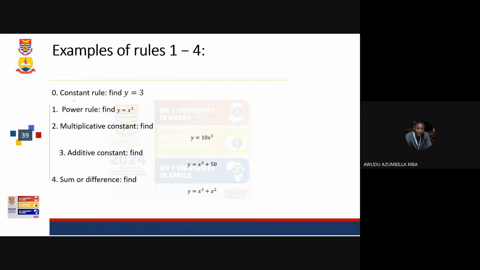The first one is the constant rule. I will not explain that again. We know that if we differentiate a constant, we are going to get 0. So please take note of that. The second one is our power rule. The power rule here, they are giving you y is equal to x cubed. So when we differentiate this one, what will you get? You now know how to differentiate. What will you get? 3x squared.